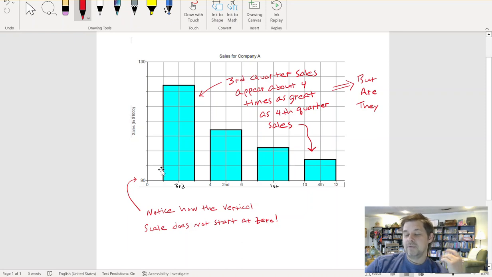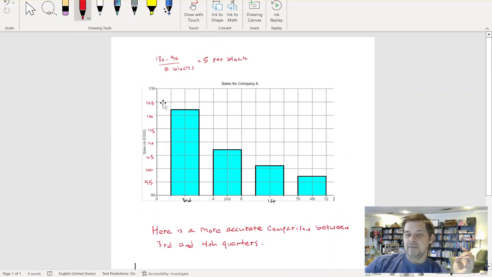Now, the reason is that the vertical scale doesn't start at 0. That's what makes the sizes of these bars way out of proportion to each other. So let me show you, if we could correct this and start at 0, what we'd be dealing with then, and why it would be more accurate.